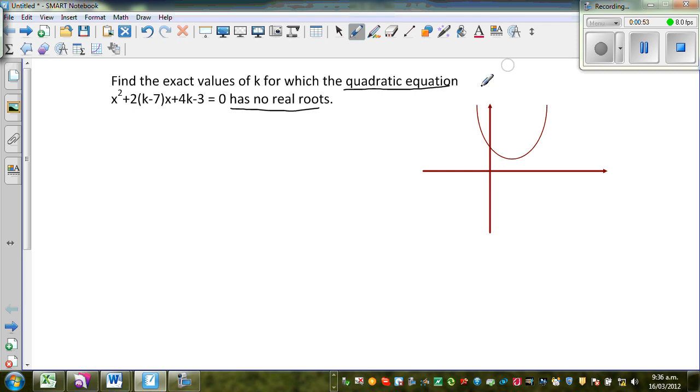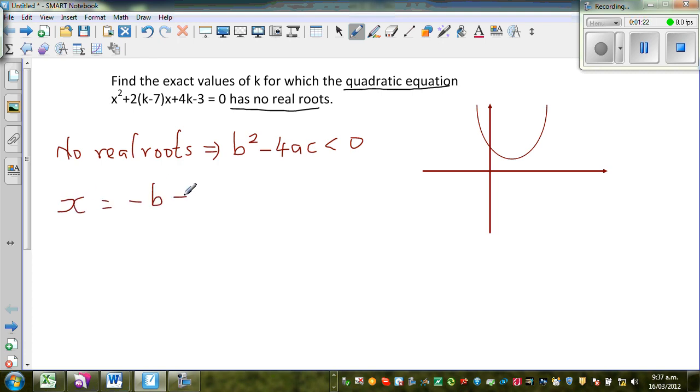Now algebraically, no real roots implies that your discriminant, which is b squared minus 4ac, is less than 0. Where did I get this from? I got this from the quadratic formula: x is equal to minus b plus or minus the square root of b squared minus 4ac, over 2a.